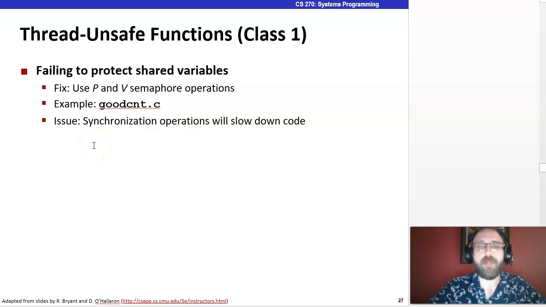However, there's a problem with that in that doing synchronization slows down the code, because threads will have to wait for other threads to release the mutex. And while a thread is waiting, while it's calling the P operation, waiting for the other thread to call V and unlock the mutex, it's not making any progress. It's just sitting there.